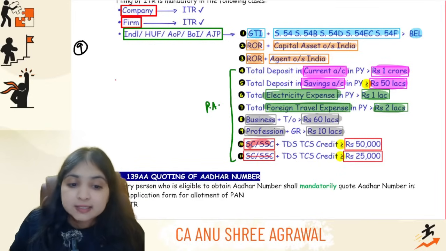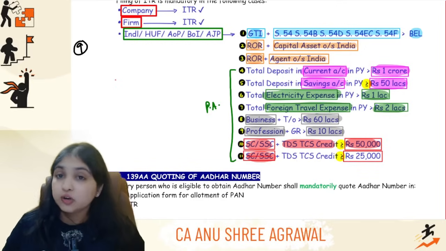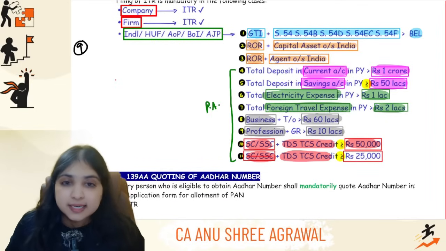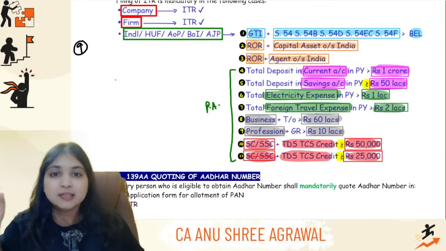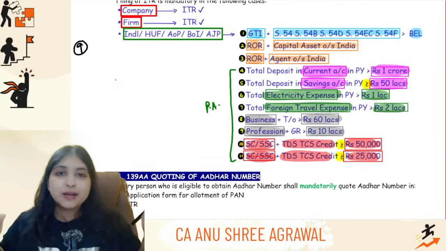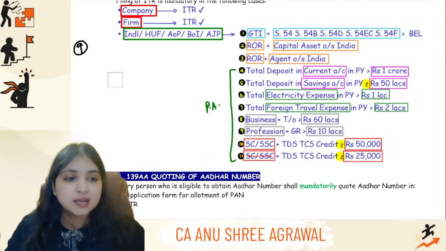If the assessee is a senior citizen or a super senior citizen, we will see the TDS TCS credit. Is it at least 50,000? If the assessee is not a senior citizen or a super senior citizen, we will again see the TDS TCS credit. Is it at least 25,000? So if the assessee comes under any of these 11 buckets, then for that assessee it is mandatorily required to file the ITR. Okay, see, one last time, have a look at these situations with me.